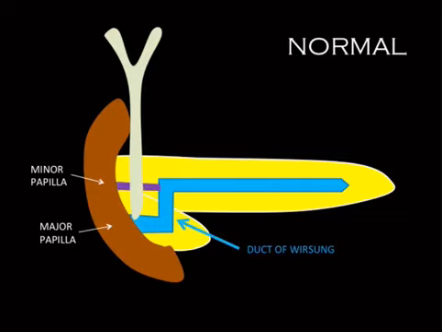Now, you also have this smaller duct of Santorini, the minor duct. Santorini is small, Santorini is superior, and that drains into the minor papilla. So the big one into the major papilla, the minor one into the minor papilla. Santorini small.